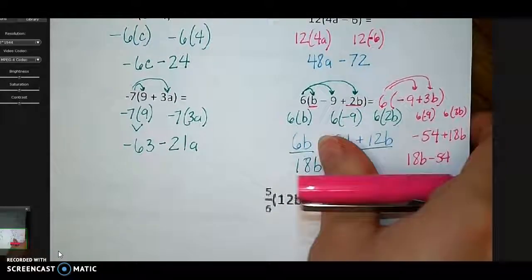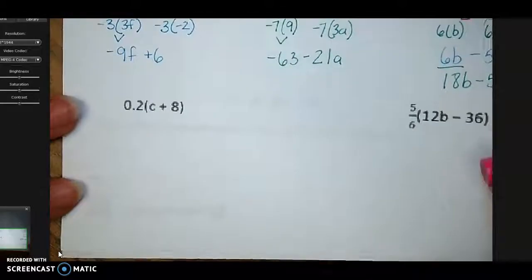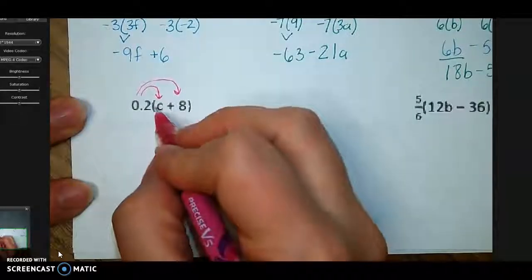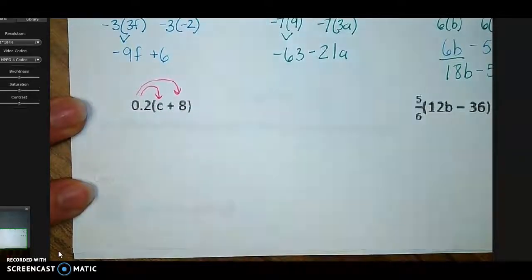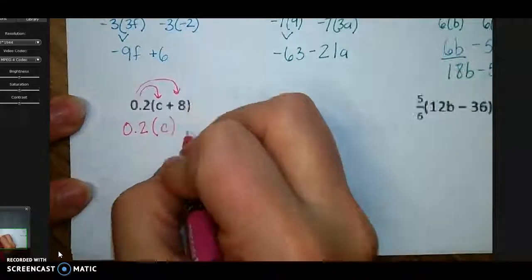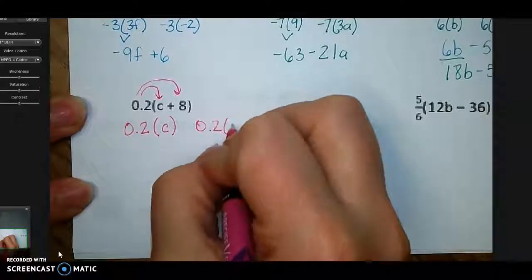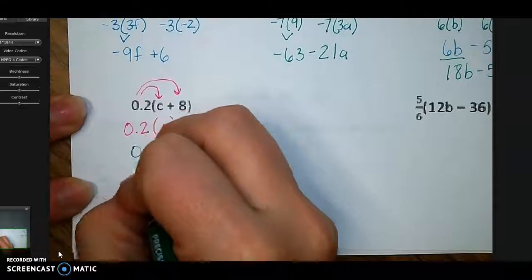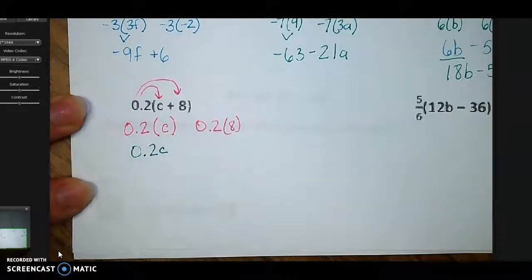Our last 2 problems, I'm sure you're thinking, oh no, decimals, but you can do this. I am going to distribute. Remember, there's like a 1 here in front of the c that we don't write, so 1 times anything would be itself. So in this case, I would have 0.2 times 1c, and 0.2 times 8. Well, 0.2 times 1 is just 0.2, so now I have 0.2c, or 2/10 c.